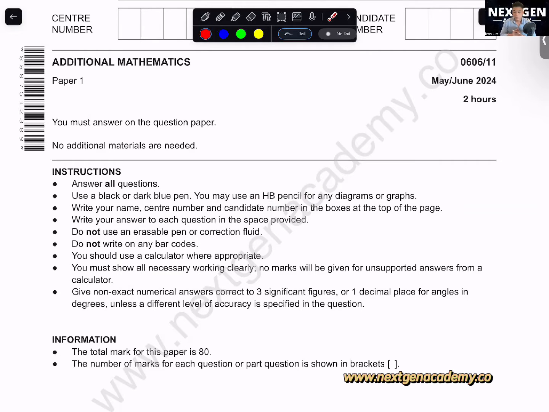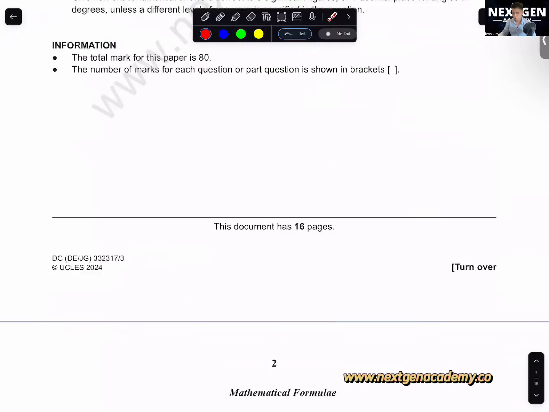Will they deduct marks if it's not in 3 significant figures? If it is less than 3 significant figures, most likely. More than that, I think it depends on the marker, on how strict they are. But try your best to follow the instructions. If you have any questions, please ask me immediately. We shall go straight to question 1.